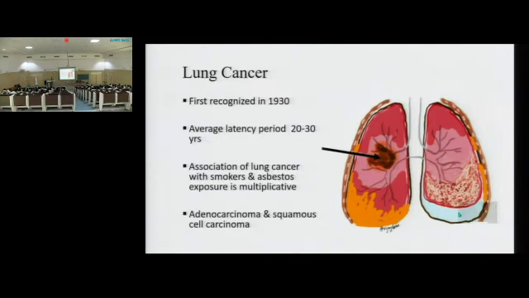In a long duration course, these patients may develop malignancies. This was first recognized in the 1930s. The average latency period for patients with asbestosis to develop lung carcinoma is 20 to 30 years, and there is a multiplicative association of lung cancer with smoking and asbestosis. Adenocarcinoma and squamous carcinoma can both occur.